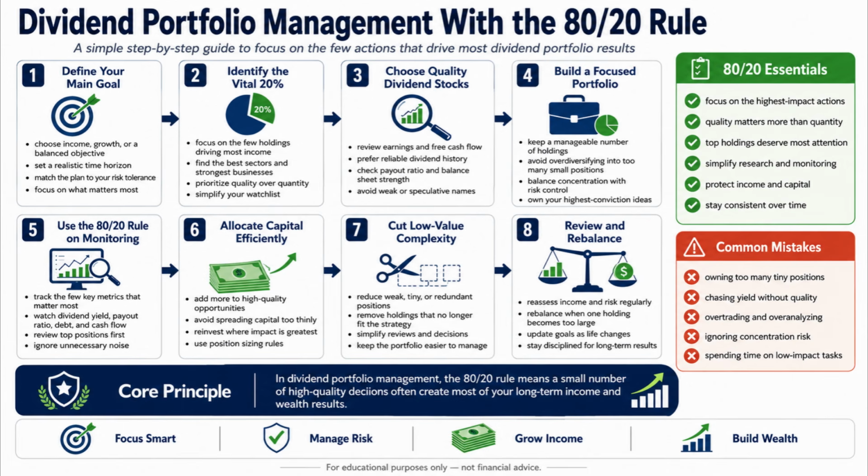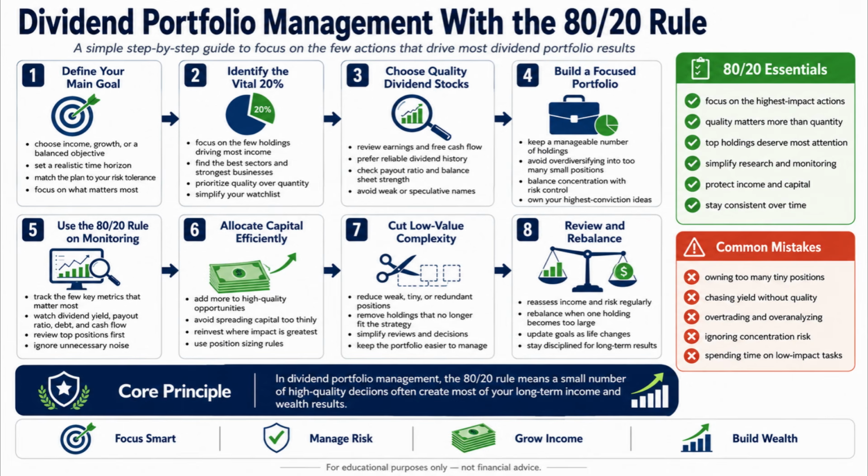Overall, the 80-20 rule in dividend portfolio management helps investors focus smartly, manage risk, grow income, and build wealth by concentrating on what matters most. On the other hand, common mistakes include owning too many tiny positions, chasing yield without quality, overtrading, ignoring concentration risk, and spending too much time on low-impact tasks.